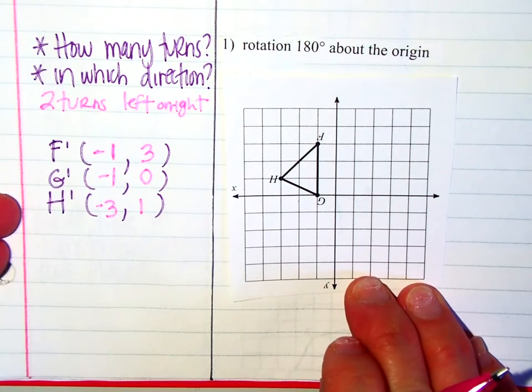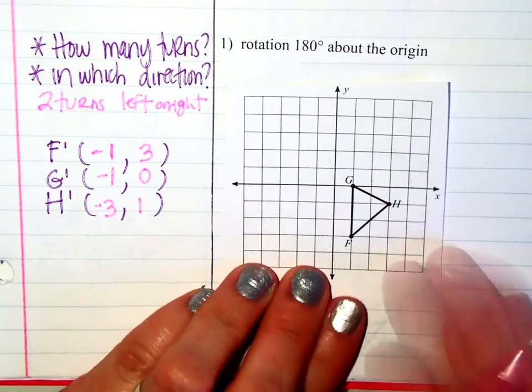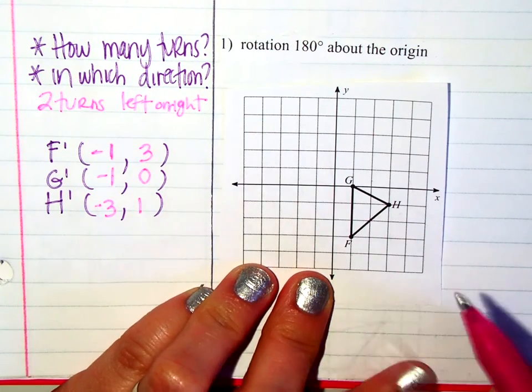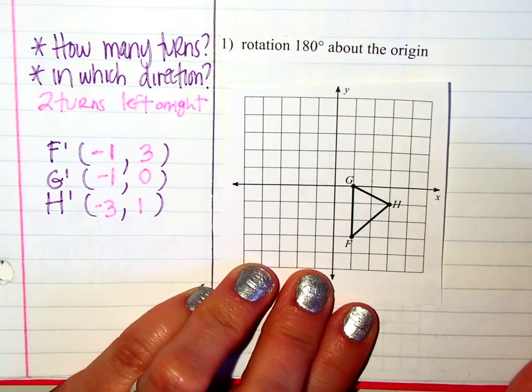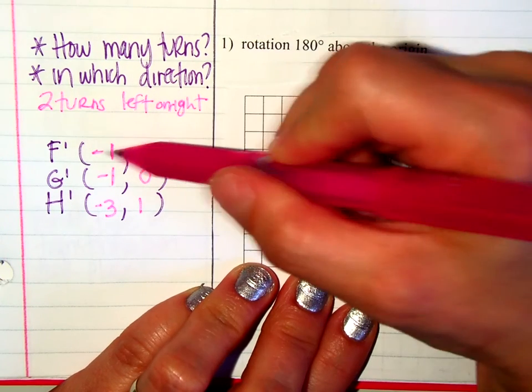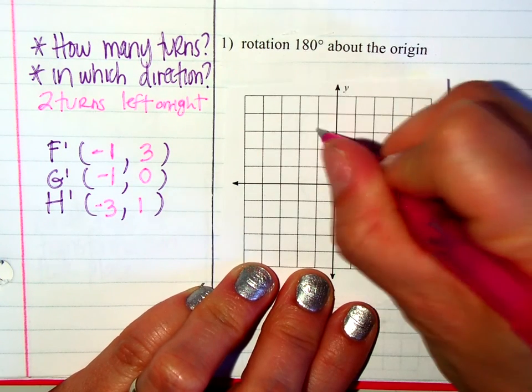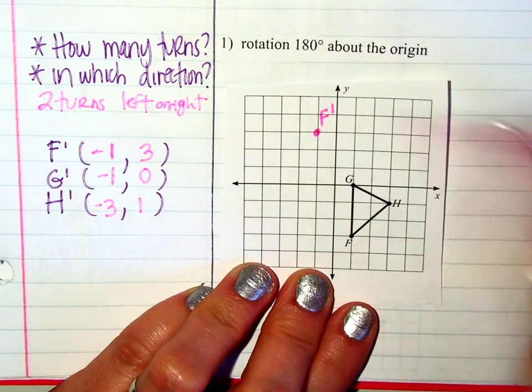Now that we have our coordinates, I'm going to turn this paper back to its original form, and I'm going to graph these three coordinates to give me my rotation 180 degrees about the origin. So negative 1, 3: negative 1, 1 left, 1, 2, 3. This is my F prime.